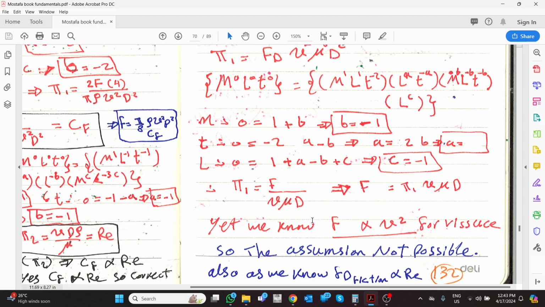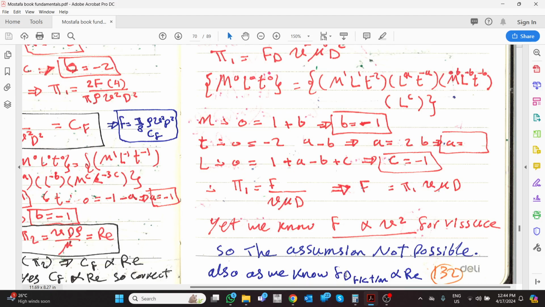We know that the force is a relation of velocity squared. This is information we already know, by the way. It is known. So our assumption is not possible, because the force is a function of velocity in power 1. So that assumption is not possible.